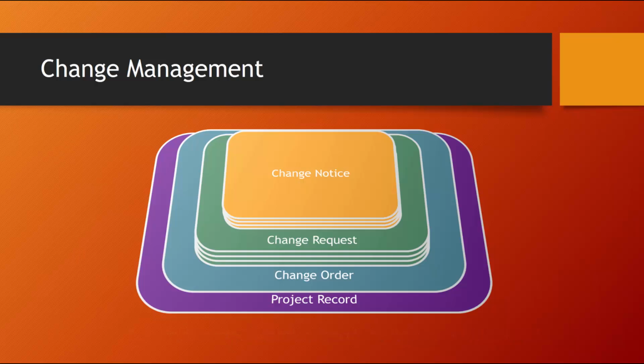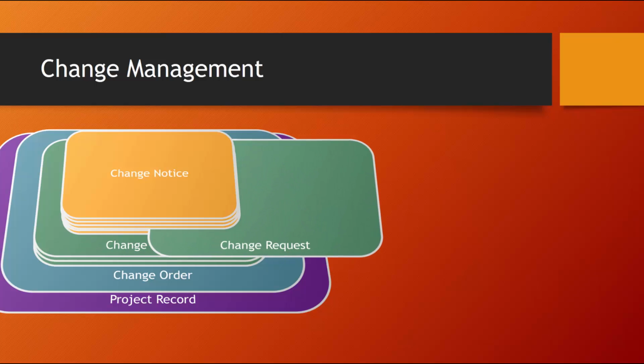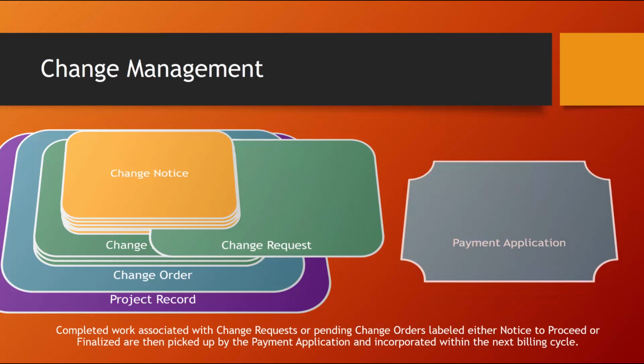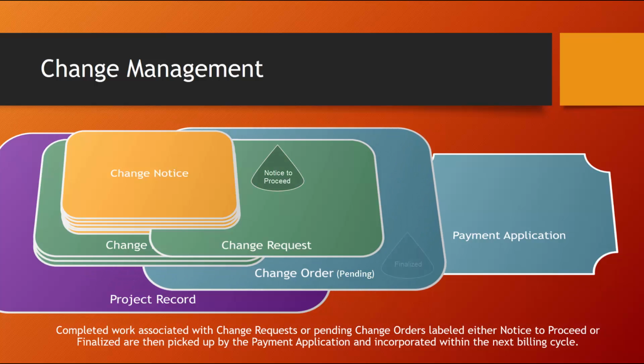Oftentimes, a client will authorize works to be performed before a change order is formalized. Sage X3 for Construction allows the project or construction manager to progress the works upon receipt of a notice to proceed. Completed work associated with change requests or pending change orders labeled either Notice to Proceed or Finalized are then picked up by the payment application and incorporated within the next billing cycle.